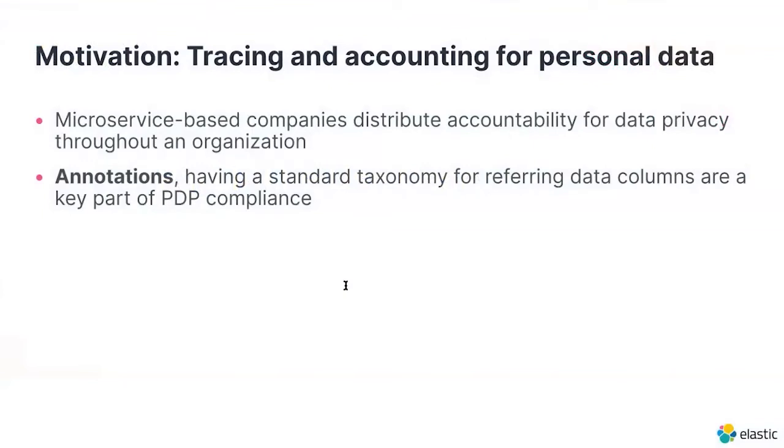So the main problem that we are trying to handle here is the accounting for the personal data in Twitter systems and then tracing how it originates and flows through various Twitter datasets. The problem is complicated because of the microservice architectures across the company. This leads to a distribution of data across different teams and services. As a result, the accountability for the data privacy is distributed throughout the organization.